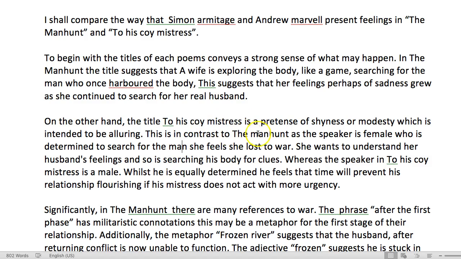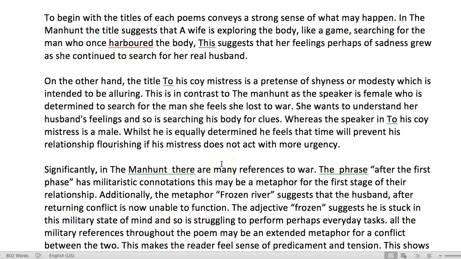This is in contrast to the manhunt, as the speaker is female, who is determined to search for the man she feels she lost to war. Good, but where's the quotation? She wants to understand her husband's feelings, and so is searching his body for clues. So we can see I'm not happy all the way through here.